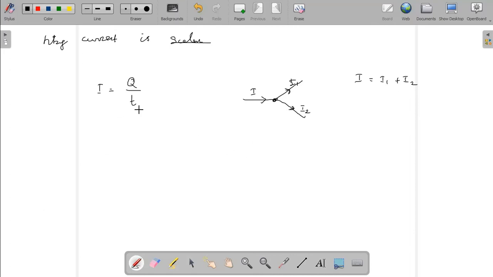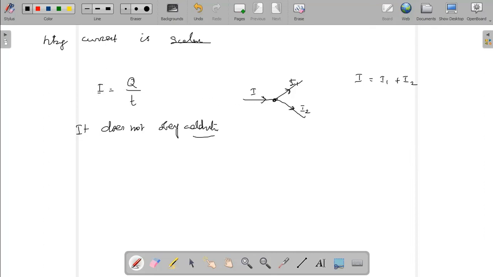Okay. Current is a scalar quantity. It does not have any direction. It does not obey vector addition. It does not obey vector addition and it is a scalar quantity.